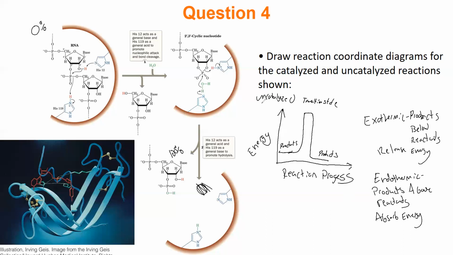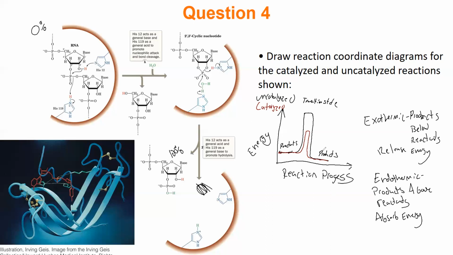Let's go dark red for catalyzed. The important thing here is that the energy of the reactants doesn't change. The reactant here is just RNA. The catalyst isn't doing anything to RNA before the reaction, so RNA is RNA. What it does do is lower the activation barrier of our transition state, making that easier to get to. But the product's energy is the same because our product is just 2 strands of RNA that have been cut, and our enzyme's not doing anything to these 2 strands.